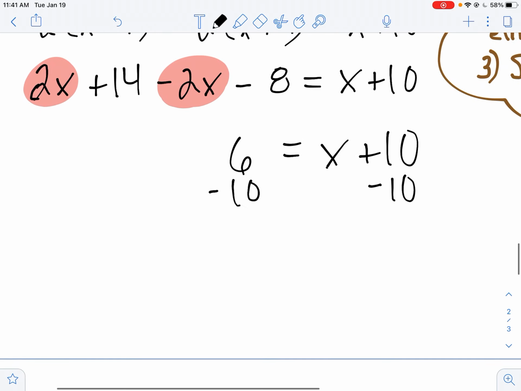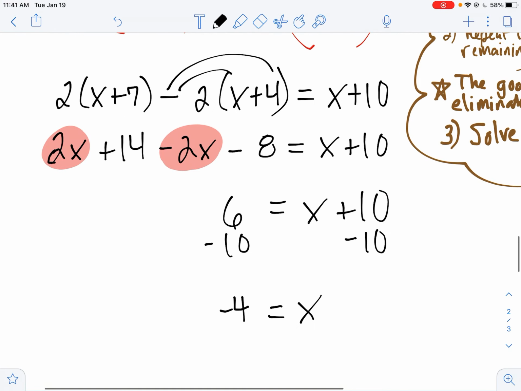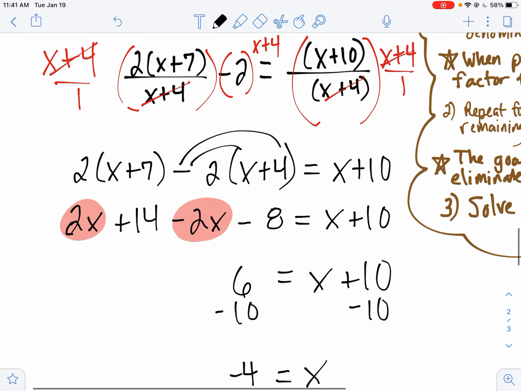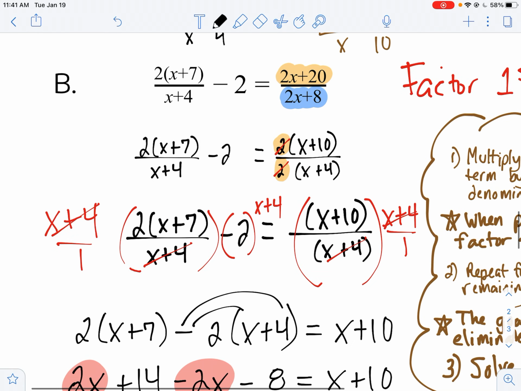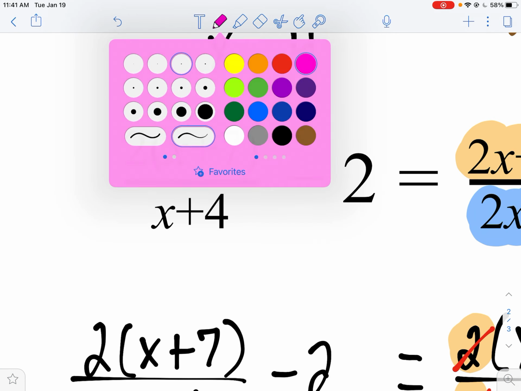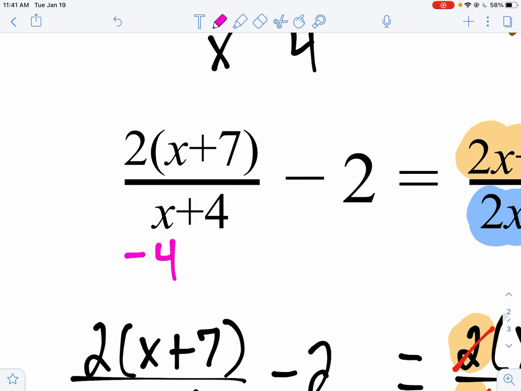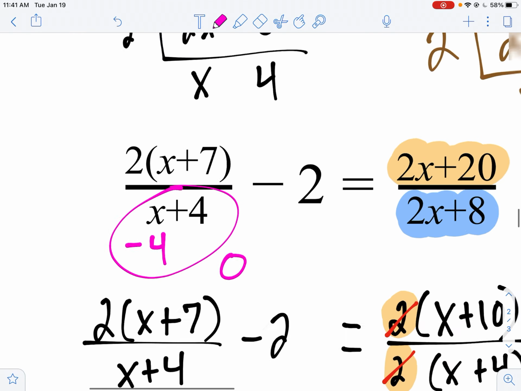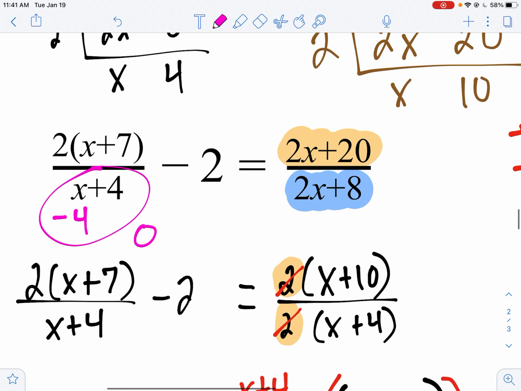And then I get x equals negative 4. Now, here's what I want to do next. I want to plug this in to my equation here and see if it works. Now, here's the thing. If I plug in negative 4 here, guess what happens? Negative 4 plus 4 gives me 0. I can't have a 0 in my denominator. Let's see if that happens here, too.